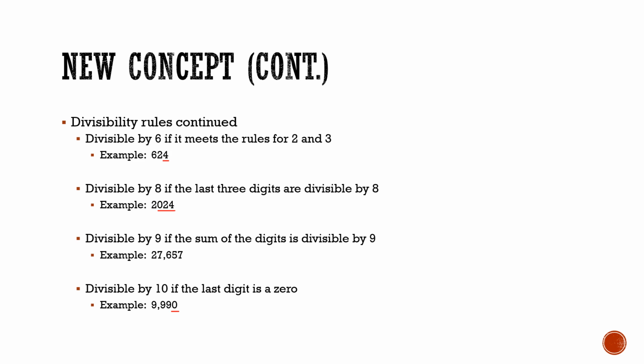Notice that 1 and 7 are not on this list. 1 is an easy one because every whole number is divisible by 1, so that one doesn't need a rule. And 7 doesn't really have an easy rule, so if you want to find out if a number is divisible by 7, you actually have to do the long division to figure it out. Sorry, no shortcuts on that one.